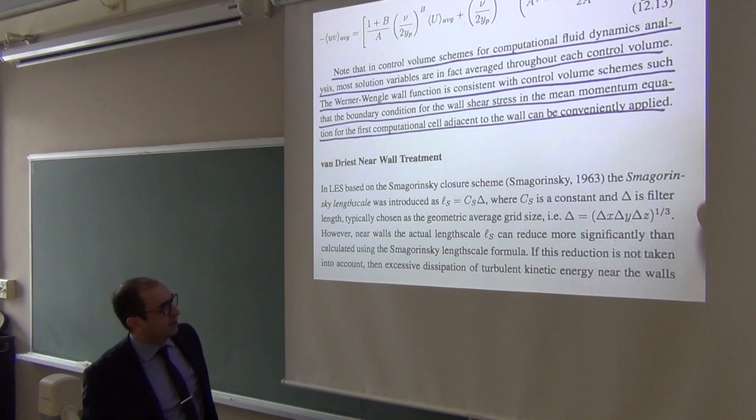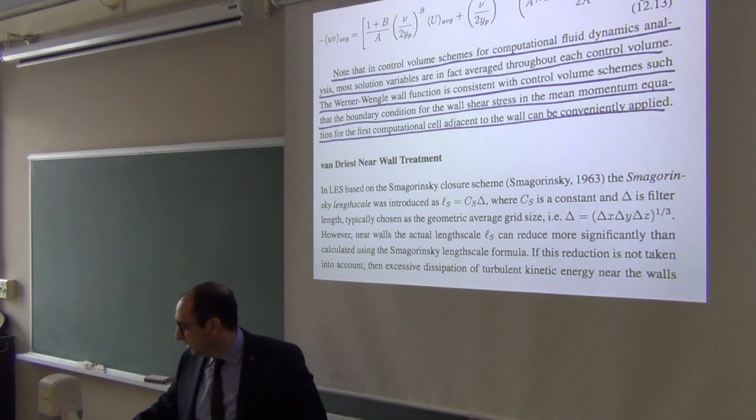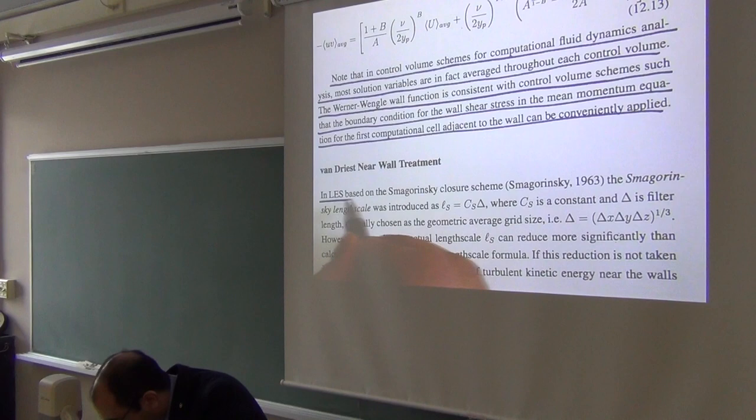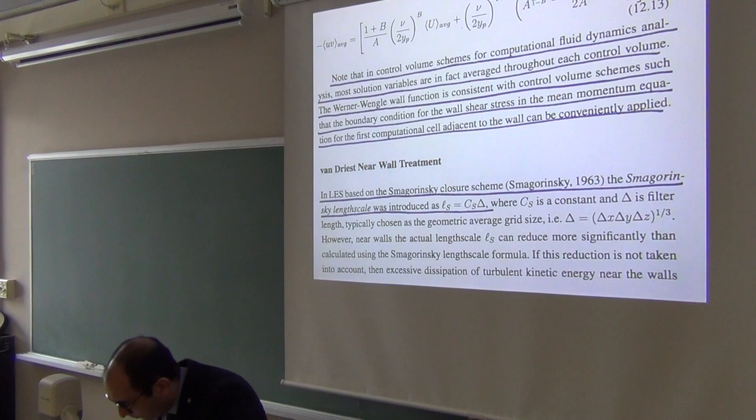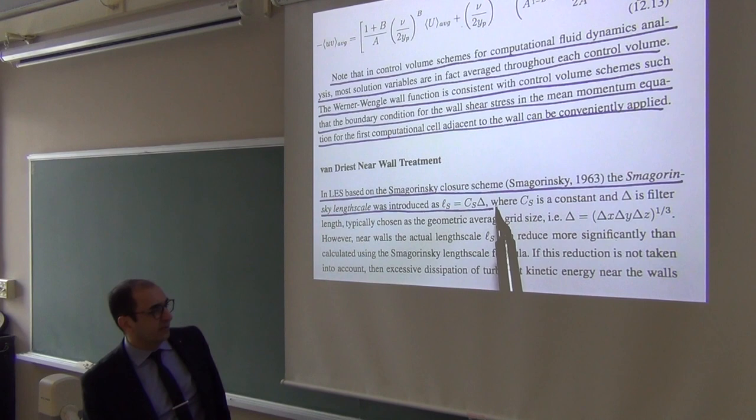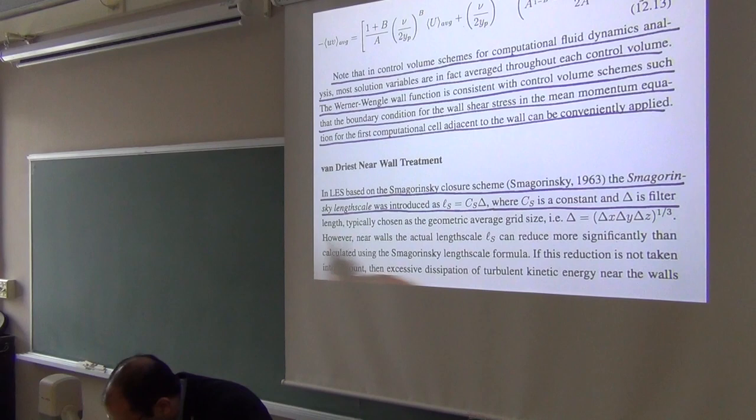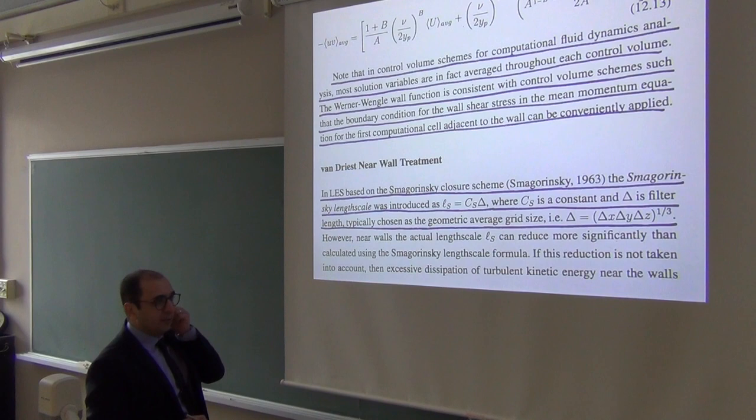So this is called Van Driest near-wall treatment. If you remember, in large-eddy simulation, based on the Smagorinsky closure scheme, the Smagorinsky length scale was introduced as Ls equal to some constant Cs times the filter width delta. And Cs is a constant, and delta is the filter length, typically chosen as the geometric average of the local grid cell. However, there's a problem here.